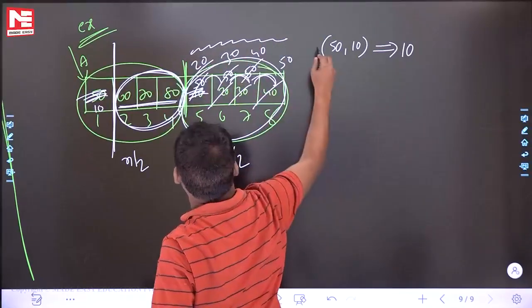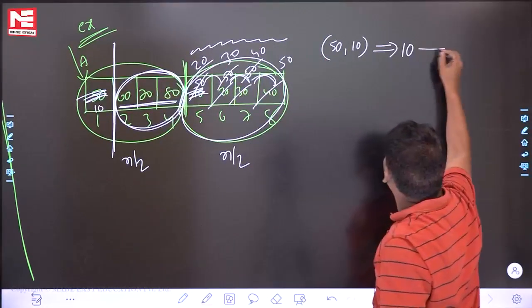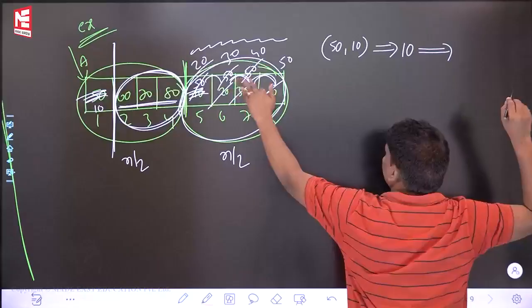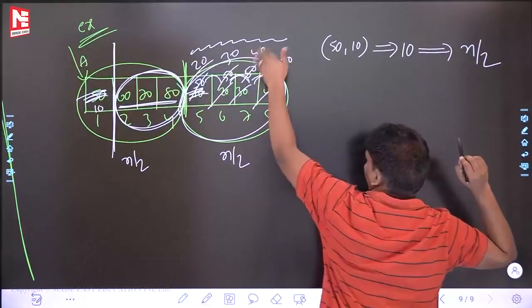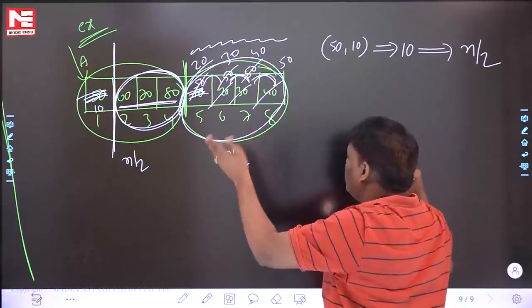I think one scan. So can you help me now? How much time it will take? What is the answer? All the elements you have to scan like this. I think n by 2. N by 2 comparisons you have to do. Let's see one more story.